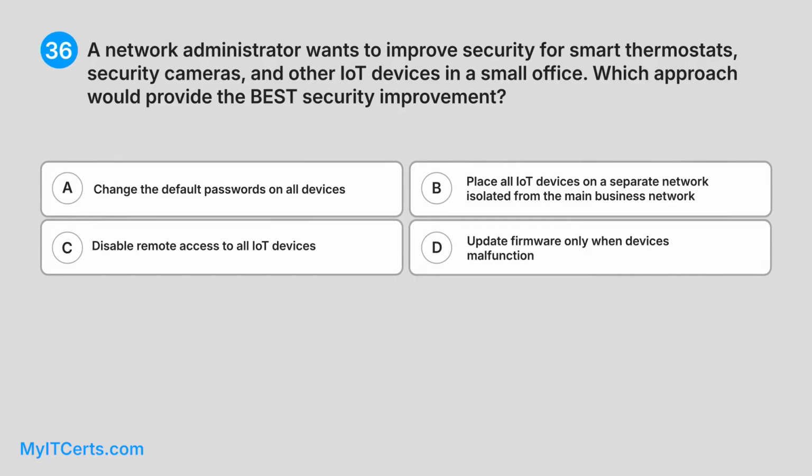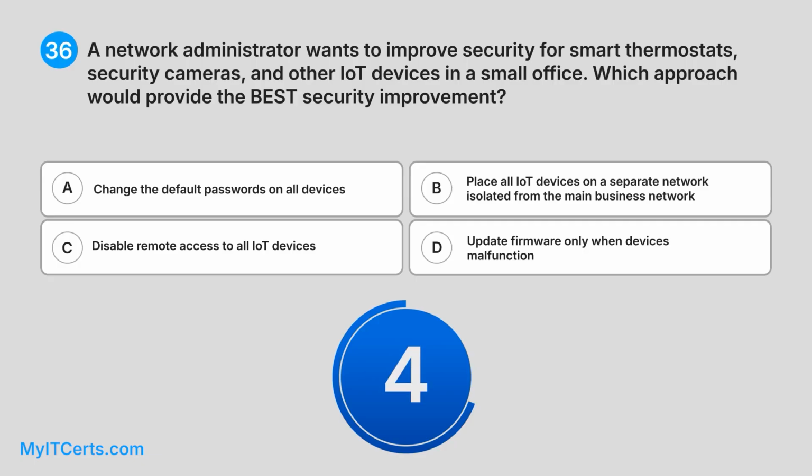(36) A network administrator wants to improve security for smart thermostats, security cameras, and other IoT devices in a small office. Which approach would provide the best security improvement? A. Change the default passwords on all devices. B. Place all IoT devices on a separate network, isolated from the main business network. C. Disable remote access to all IoT devices. D. Update firmware only when devices malfunction. Do you know the answer?